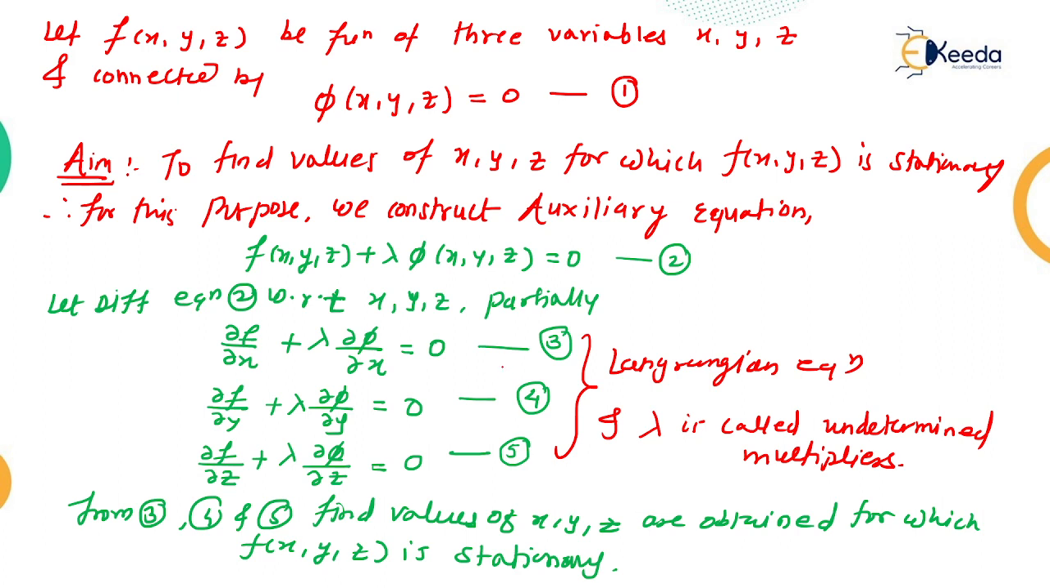Now we are going to discuss some examples on this Lagrange's method of multipliers, that is, some examples of maxima and minima. Let's see. Example number 1 is problem number 1, we call this P1.